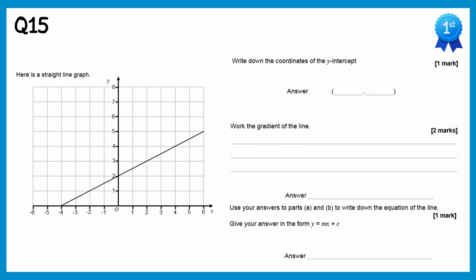To find the y-intercept of this line, we look where the graph crosses the y-axis. That's here. So the coordinates of this point are 0, 2.